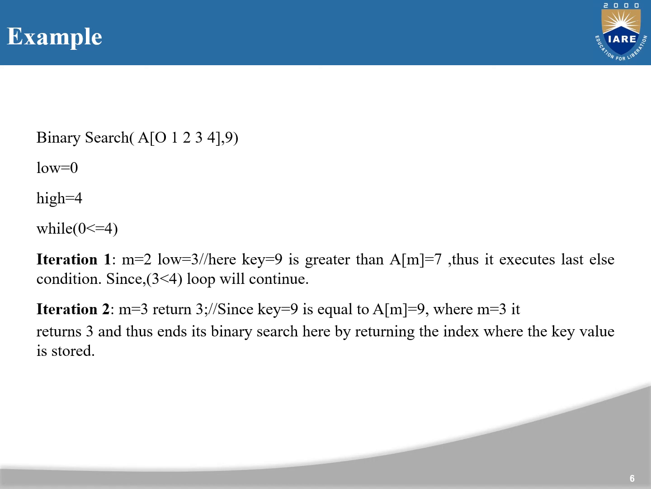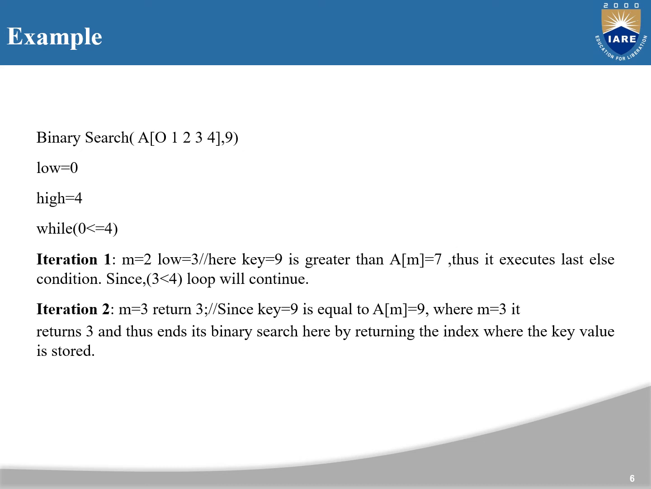BinarySearch(A[0, 1, 2, 3, 4], 9). Low equal to 0, high equal to 4. While 0 is less than or equal to 4, iteration 1: m equal to 2, low equal to 3. Here key, which is 9, is greater than A[m], that is equal to 7. Thus it executes the last else condition. Since 3 is less than 4, the loop will continue. Iteration 2: m is equal to 3, return 3. Since key 9 is equal to A[m] which is 9, where m is equal to 3, it returns 3 and thus ends the binary search by returning the index where the key value is stored.